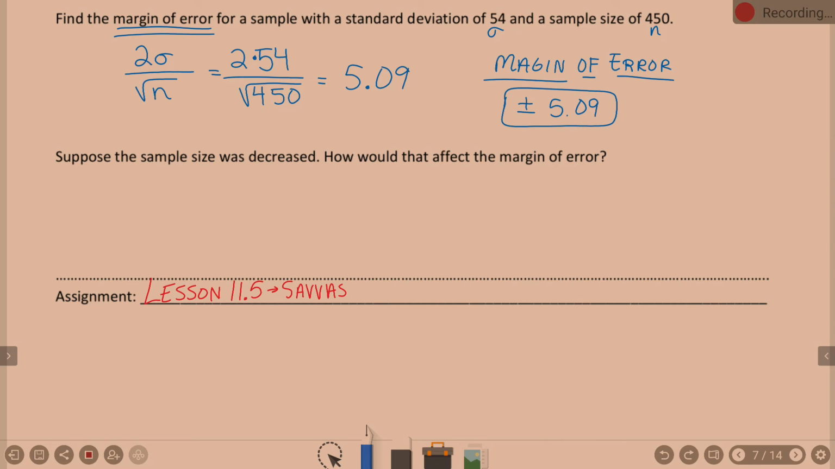And one last question to think about. Suppose the sample size was decreased. How would that affect the margin of error? Would it increase? Why? Because again, the fewer samples, the less accurate it is, so you would have to have more room for error. Okay, that's one good reason to support it.